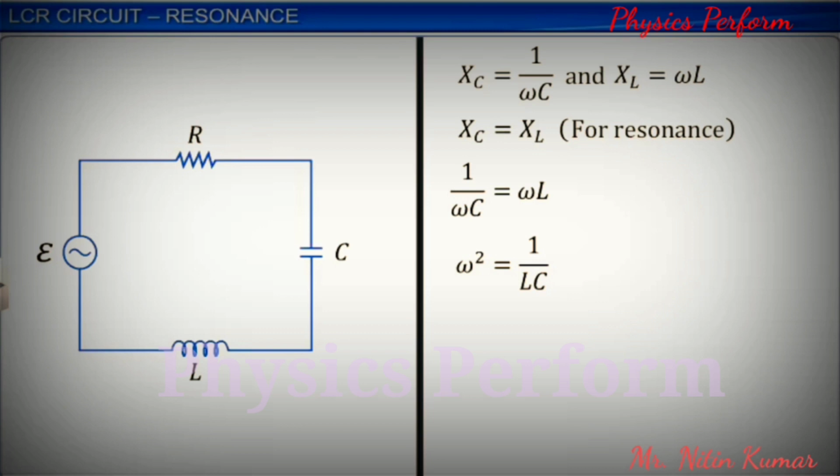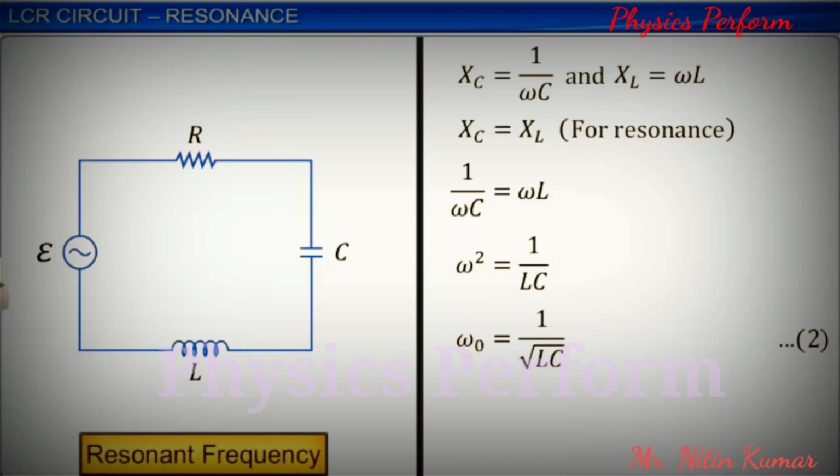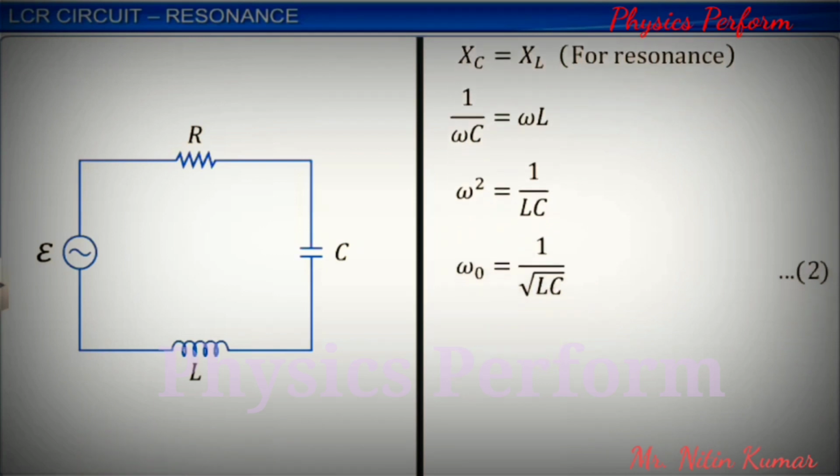Let us now call this angular frequency as omega naught. This frequency is also referred to as the resonant frequency of the circuit. We observe that as omega is varied, the value of current changes and is maximum when the value of omega is equal to omega naught, such that Xc is equal to XL, as the impedance Z of the circuit minimizes and becomes equal to R. This is the condition for resonance.